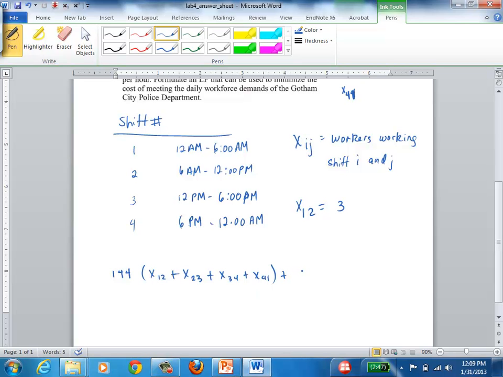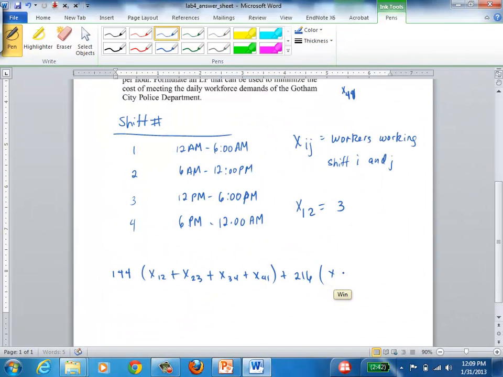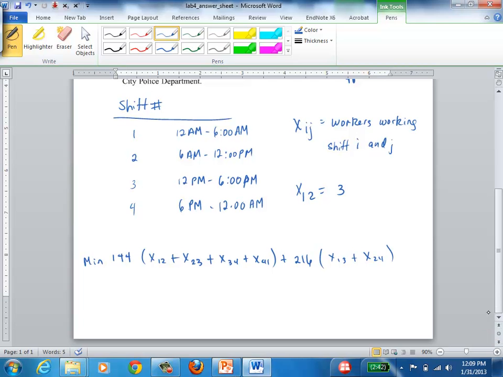Plus 18 times 12 is 216, and those are x13 plus x24. So what you're trying to do is to minimize that cost, right? So our objective function is minimizing that. Okay, so now we have our objective function. Let me see if I can move to another slide, maybe.